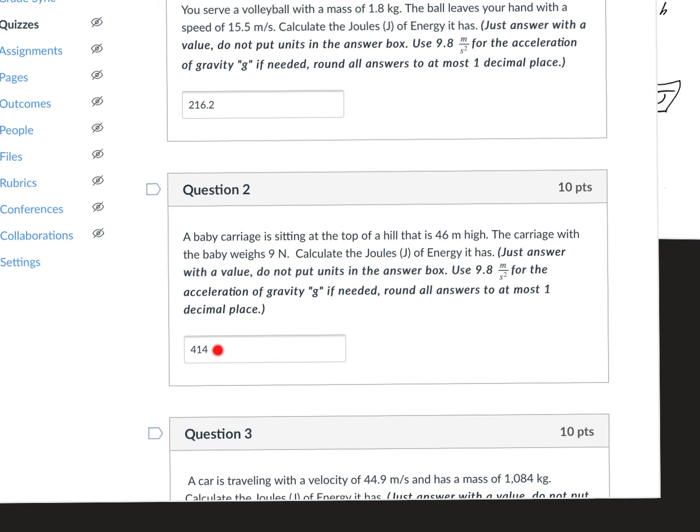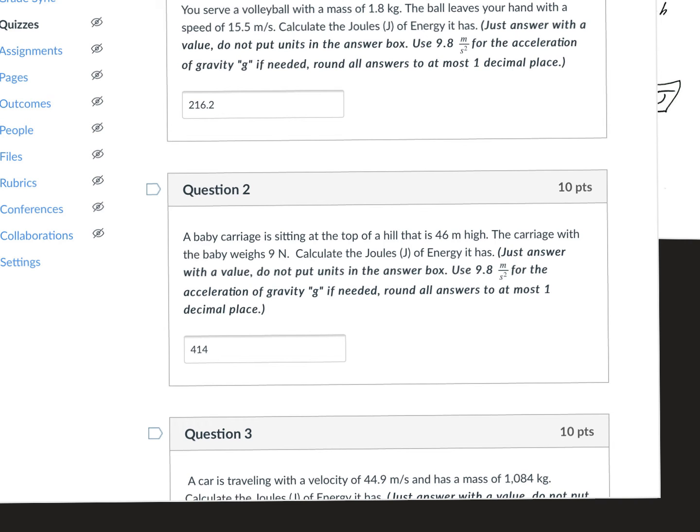It became a nice, neat number, but you do need to watch out for the fact that I say you need to round it to 1 decimal place. However, in this case, 414.0 is 1 decimal place. So that works fine. You can just write 414 or 414.0. It's the same thing. All right.